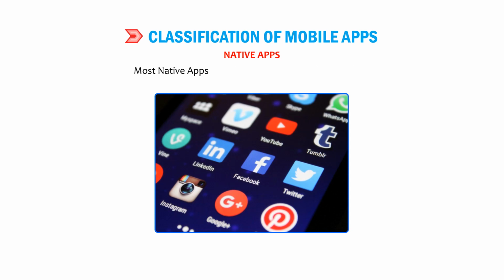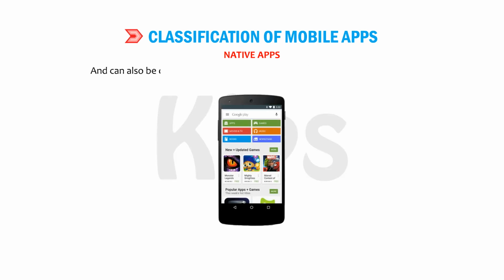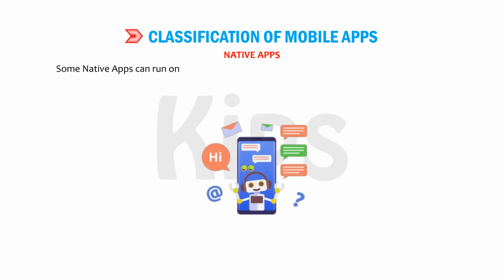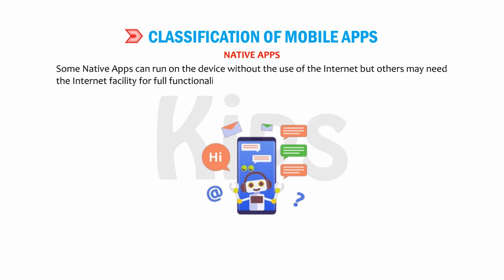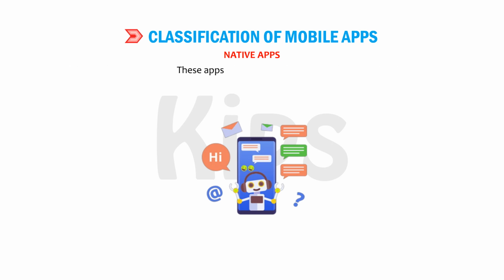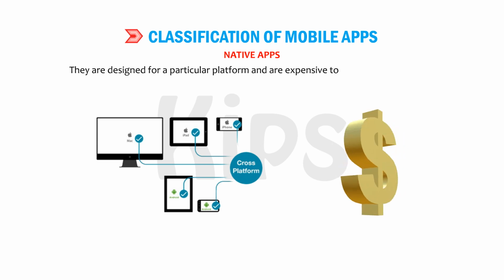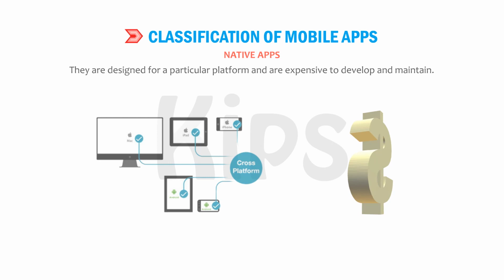Most native apps come pre-installed on the new phone and can also be downloaded from the Play Store and installed on the device. Some native apps can run on the device without the use of the internet, but others may need the internet facility for full functionality. These apps have certain limitations. They are designed for a particular platform and are expensive to develop and maintain.